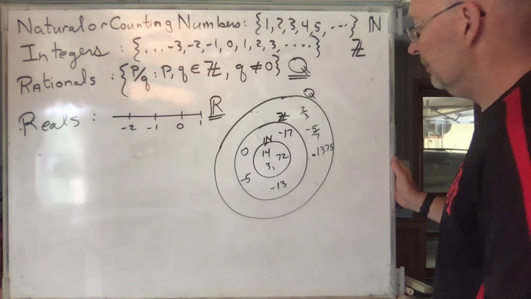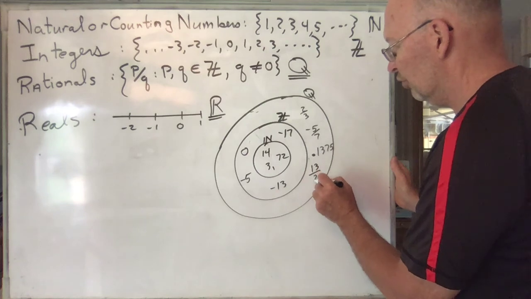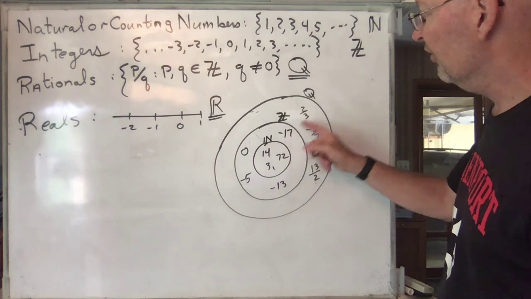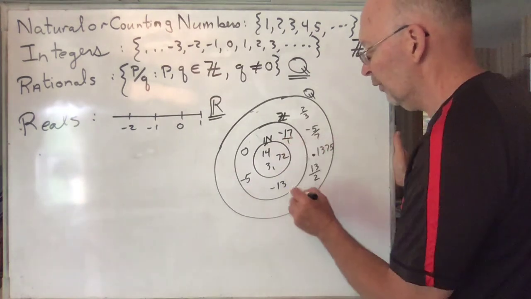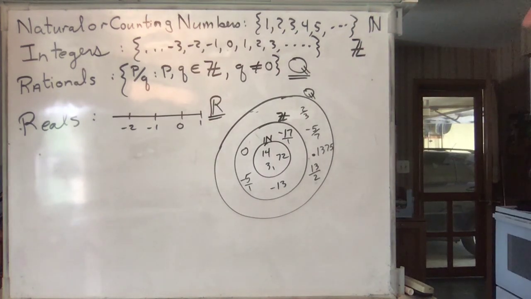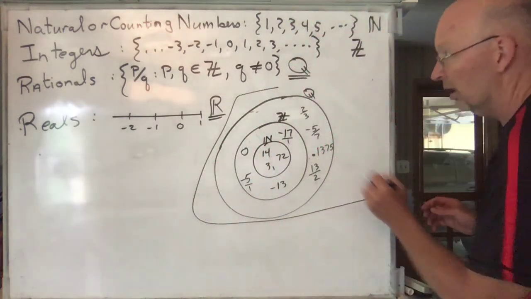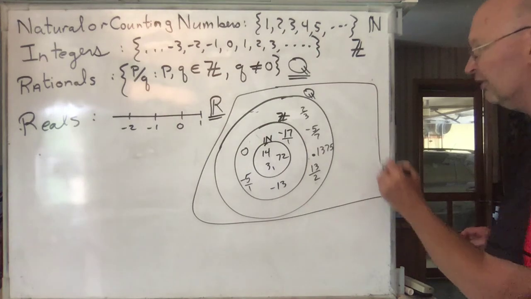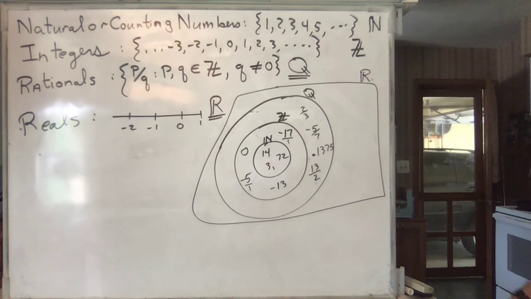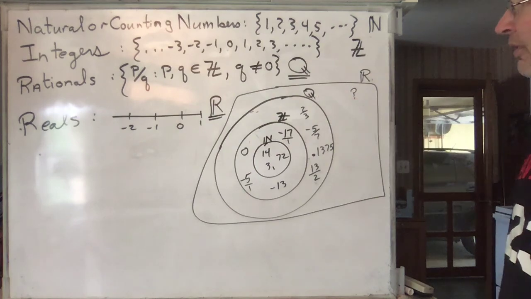Okay. So 13 over 2, for example. And this is a rational number because this you can write as 17 over 1. See that? So those are all rationals as well. And then finally, the rational numbers are part of the real numbers. Like so. And so the question is, what's out here? Are there some real numbers which are not rational numbers?